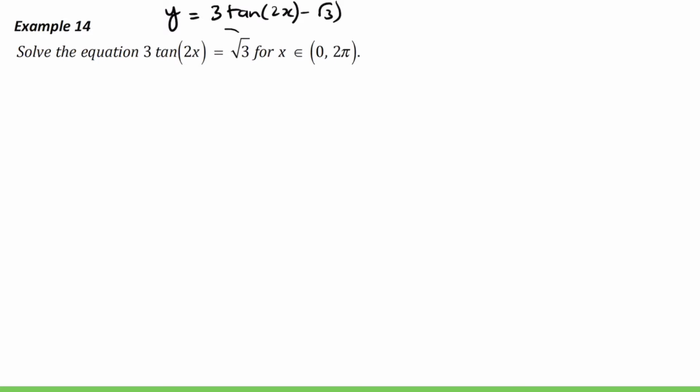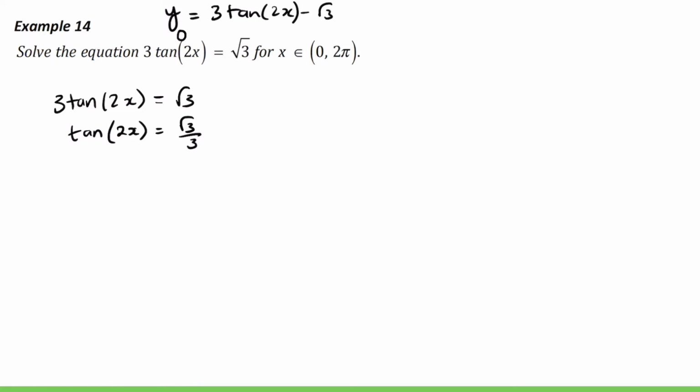So I would essentially take the root 3 to the other side. So what's happened is there has been a downward translation of root 3. And what I'm trying to do when I make y equal to 0 is find the intercept. So that's why I need to solve this equation. We're going to solve it just like we solve all of our other equations. So we'll have 3 tan 2x is equal to root 3. I'm going to take the 3 over. Now, root 3 on 3, that's the same as 1 on root 3, but it's rationalized.